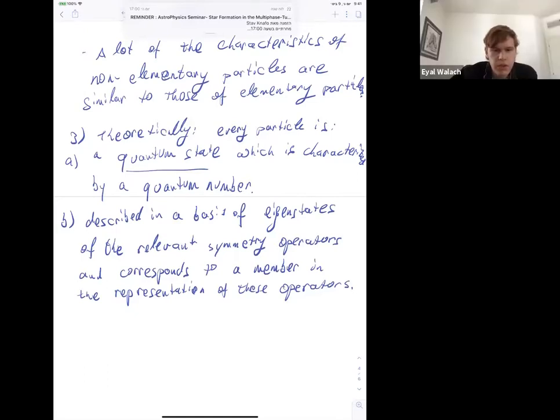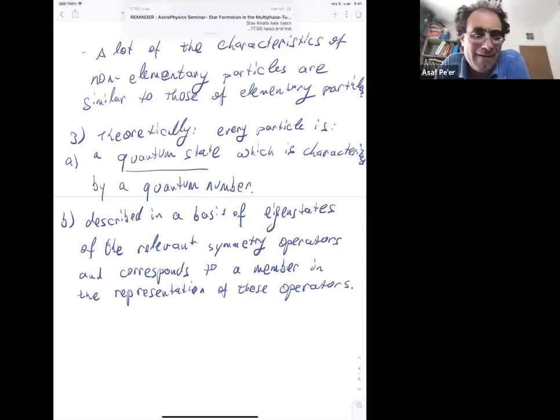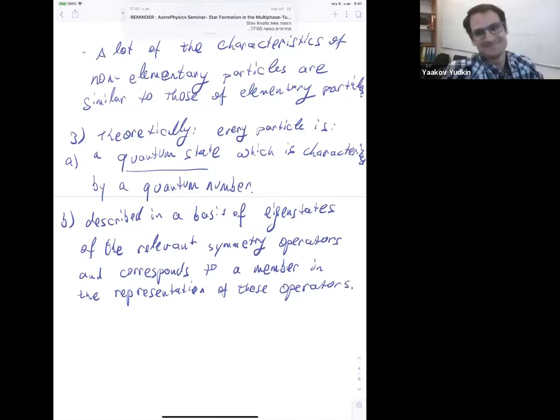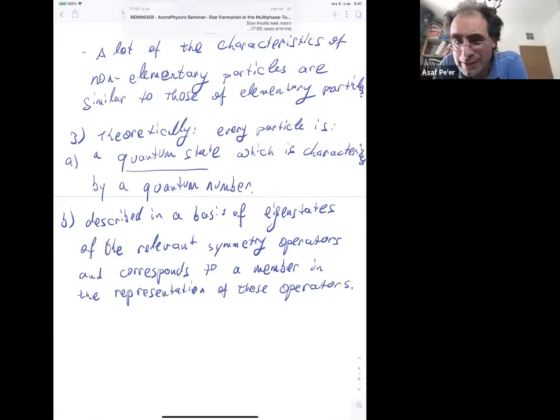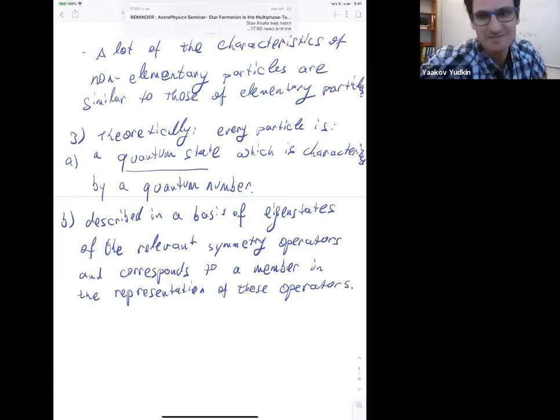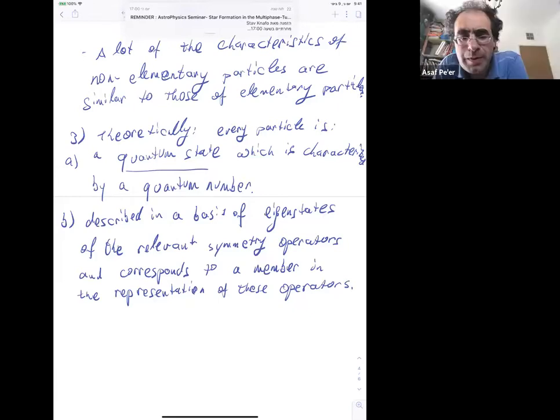What do you mean when you say the representation of these operators? I think you're referring to group theory, right? Yes. It's a representation in a certain basis. Feynman diagrams are not related to that. Feynman diagrams are something different.